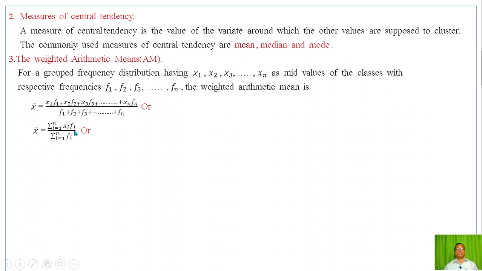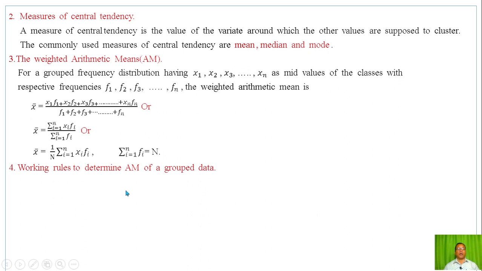The formula is summation of xi fi, i varying from 1 to n, divided by summation of fi, i starting from 1 to n. If we denote summation of fi, i starting from 1 to n, by capital N, then the formula becomes 1 by n times of summation of xi fi, i starting from 1 to n.